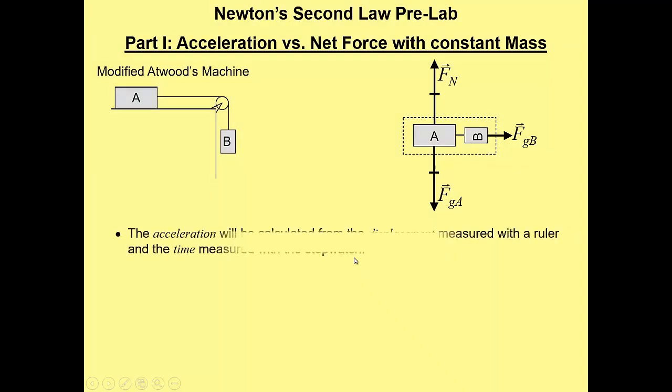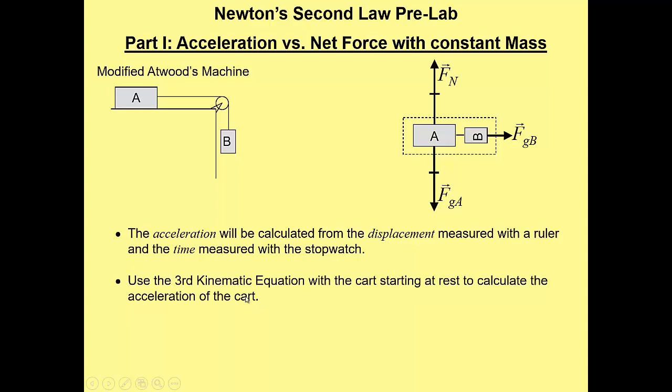How are we going to measure the acceleration? Well, as I said, we can put a ruler on there to measure a displacement, how far it goes. In fact, I've told you how far to use, 40 centimeters, 0.40 meters. Right? And then we can use the stopwatch to measure the time. If you've forgotten how to do that, well, that's okay. There are some instructions on your lab sheet. Once you have the displacement and the time, you can calculate an acceleration using the third kinematic equation, because this thing is accelerating uniformly. Since the forces are constant, the acceleration is constant.